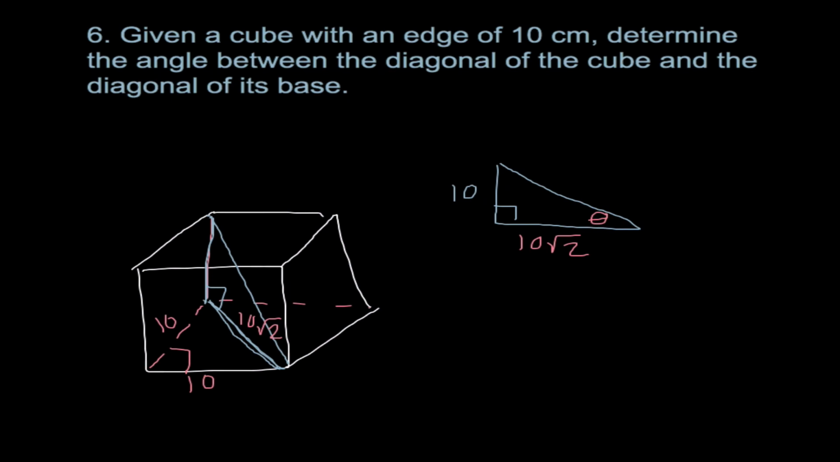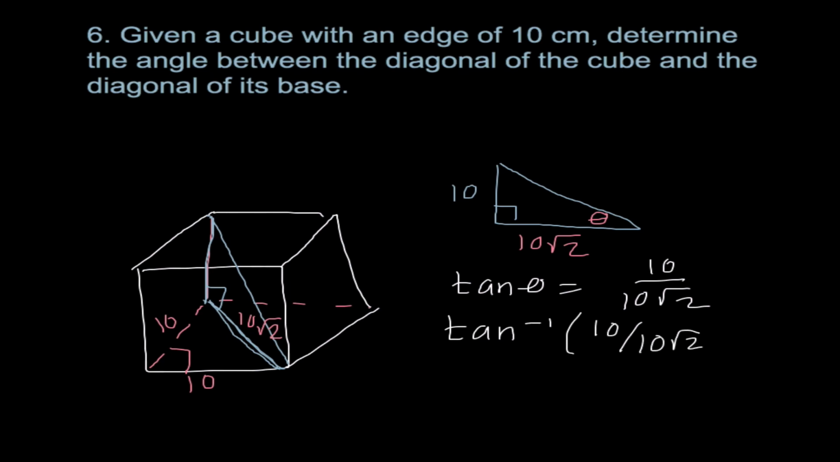So it looks like the difficult part in this problem was setting that up and understanding what information it was talking about. I know we're going to use tangent because it's talking about the opposite and the adjacent. So in my calculator, I'm going to do tan inverse of 10 over 10 root 2. And I end up getting that theta equals 35.3 degrees.